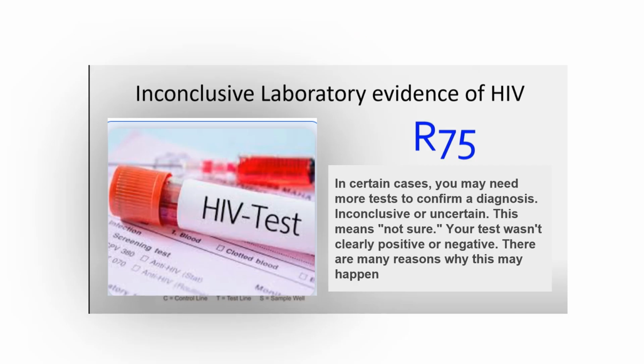Now let us understand some more terminology. One is inconclusive lab evidence for HIV. In this case, you may need more tests to confirm a diagnosis. Inconclusive is nothing but uncertain. This means you aren't sure. Your test wasn't clearly positive or negative. And there are many reasons why this may happen. And that's why when the test results are inconclusive, we write the code R75.